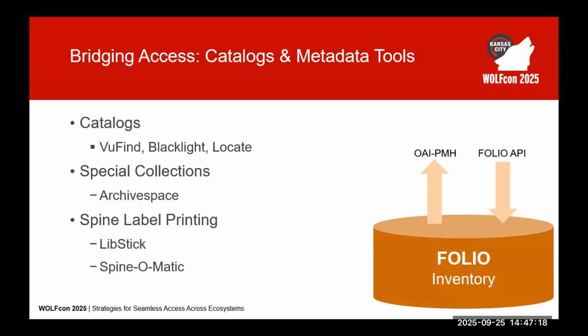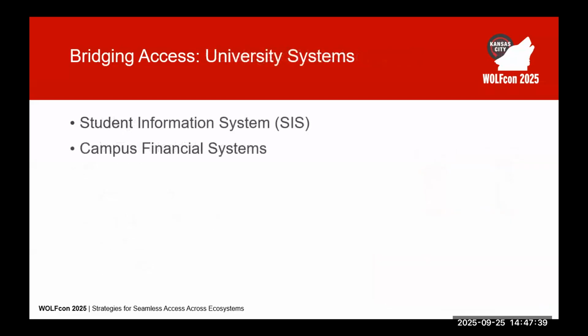But I've heard about special collections libraries doing things with ArchivesSpace and pushing MARC records from ArchivesSpace into the Folio inventory and doing work like that. And some other interactions for spine label printing and other things that external tools are utilizing. So there's a lot of integrations there that we're able to help enrich.